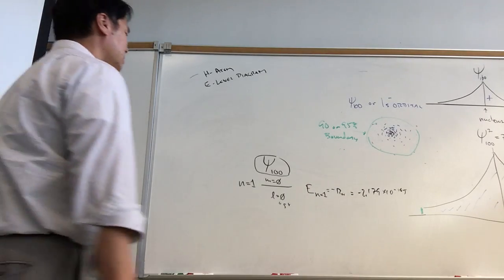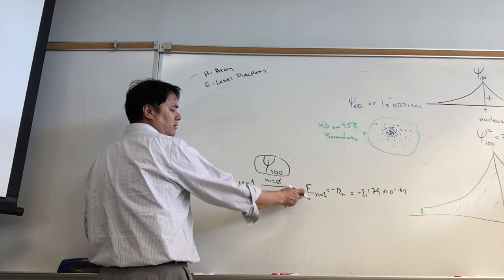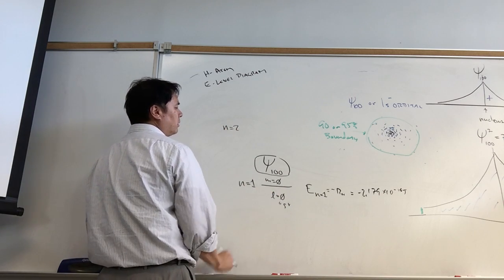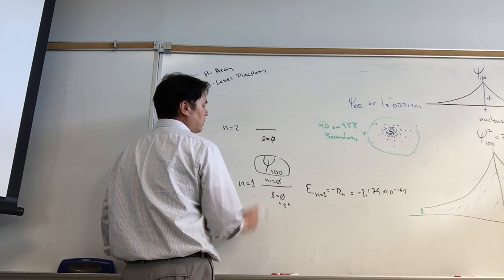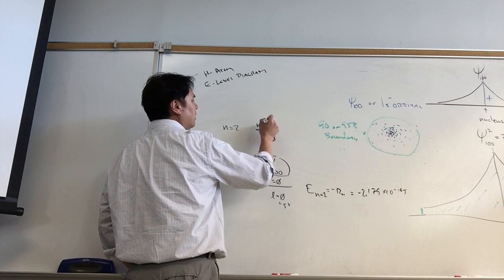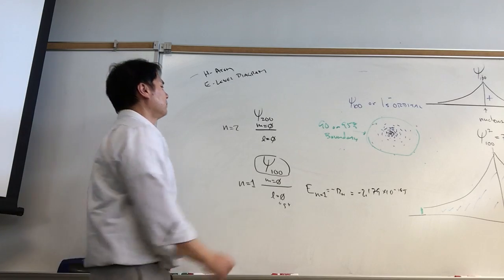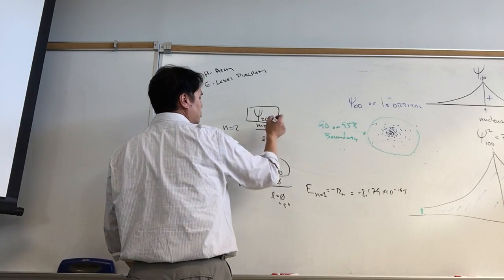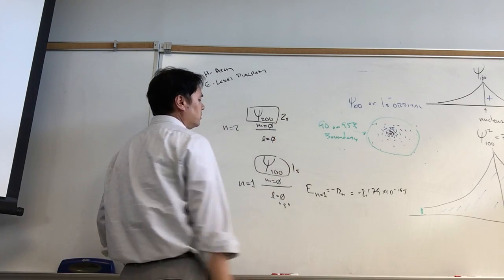The next orbital that's allowed: we don't have any other L values allowed for n equals 1, so we have to jump up to n equals 2. For n equals 2, the first L value that's allowed is L equals 0, M equals 0. And so this would be a psi 2,0,0 orbital, which is also called a 2s orbital. Here we had a 1s orbital, and here we're going to have a 2s orbital.